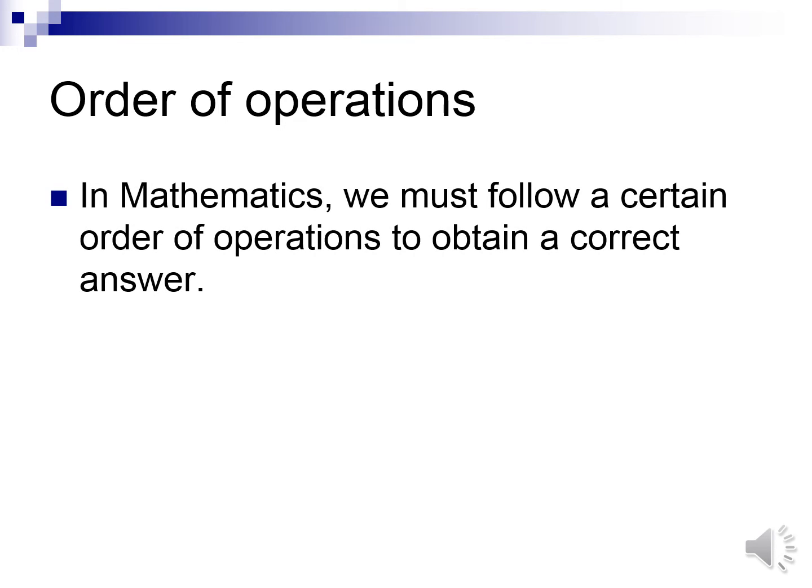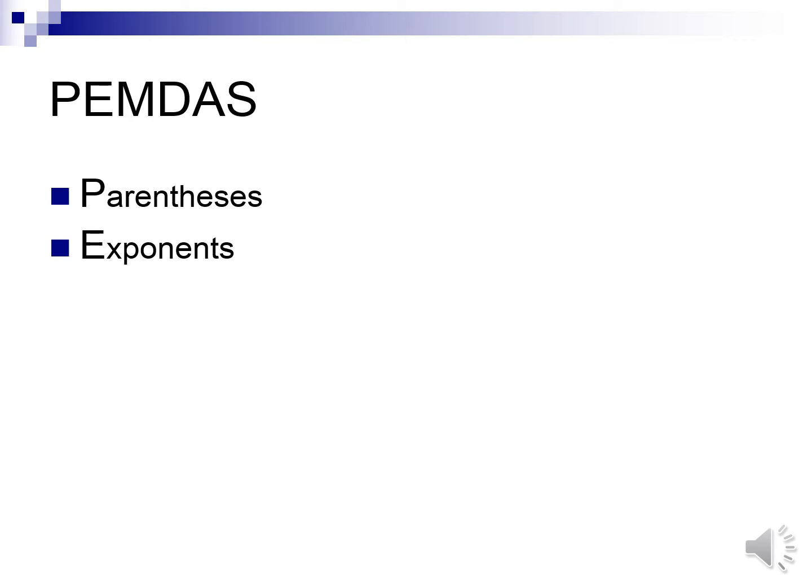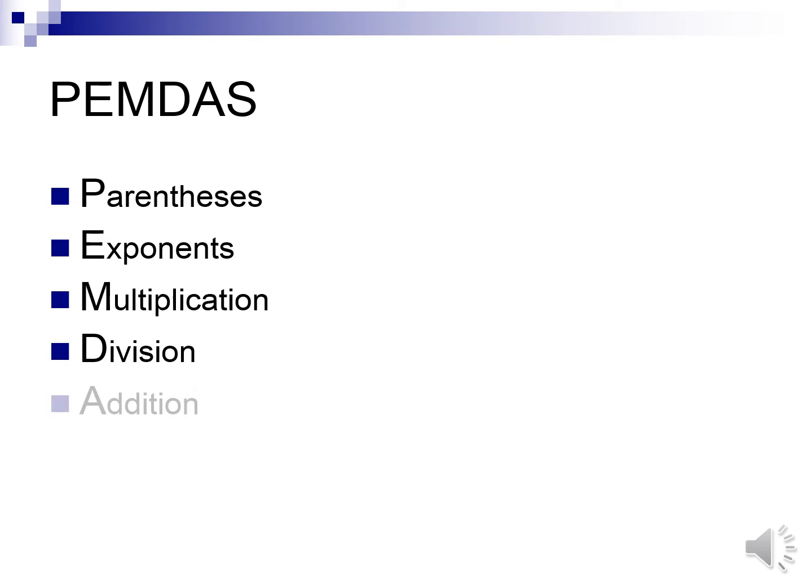Let's talk about order of operations. We have to follow a certain order for our operations to obtain a correct answer. For a mnemonic device, we use PEMDAS. PEMDAS is as follows. We start by taking care of any parentheses. Then we evaluate any part that has exponents. Multiplication and division are done from left to right at the same time. Addition and subtraction are done from left to right to finish out the problem at the same time.